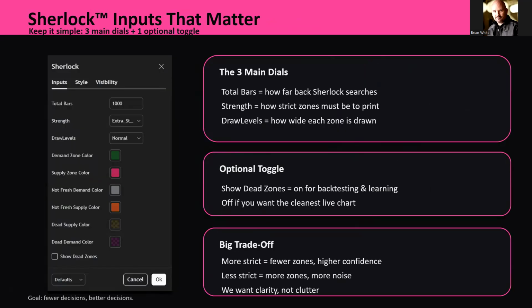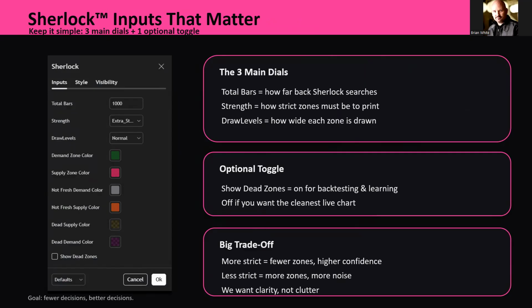So with that being said, we'll dive into the inputs. We've made it very, very simple for everyone. There's not a whole lot to input. Now, you can change your colors if you want. Nothing wrong with that, but you'll see four main areas that you can have an input. The settings panel can look intimidating, but it's really not. You have four things: three main dials, and then the fourth one. So you have total bars, strength, and how you're going to draw your level. That optional dead zone is the one we use for backtesting and learning.